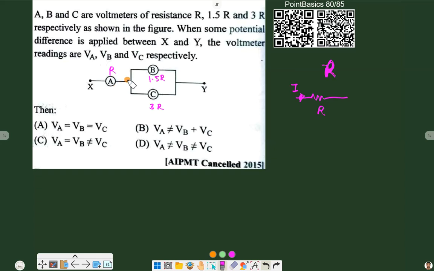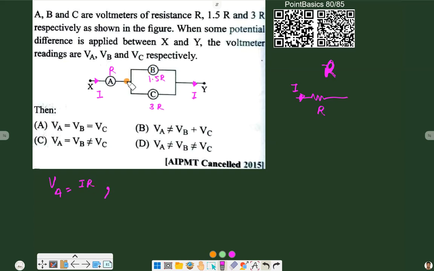So suppose there is a current I flowing in the circuit, flowing from X to Y. Now the voltmeter A measures the value I times R.